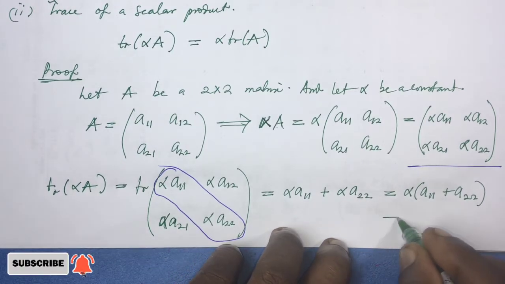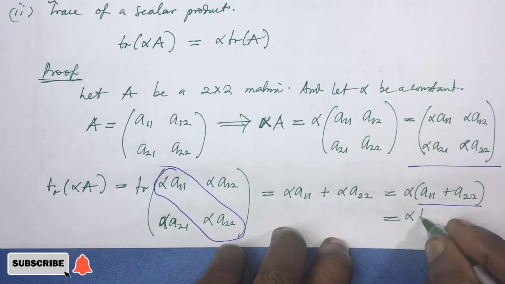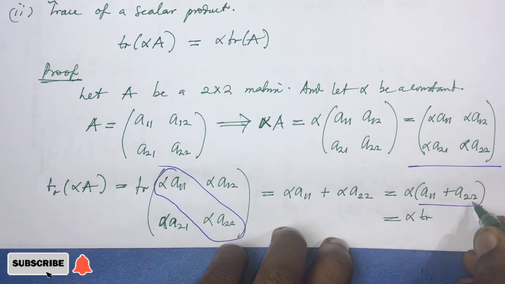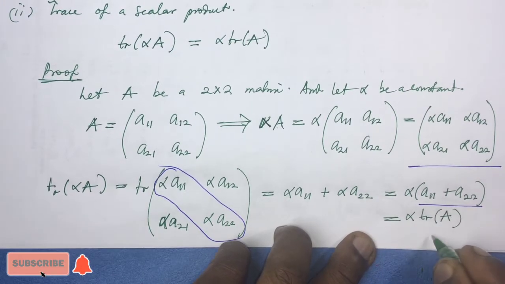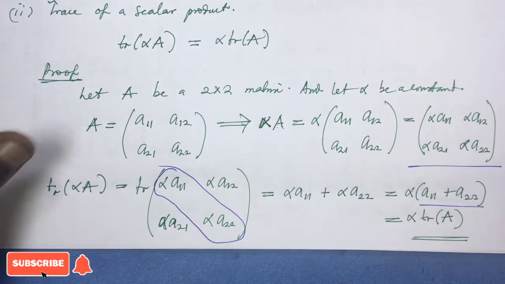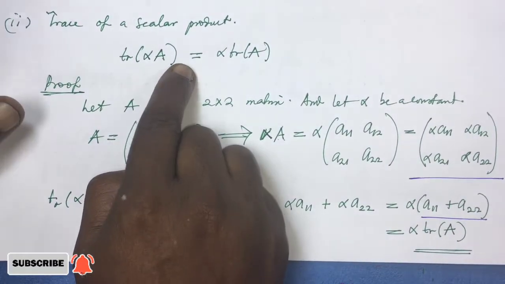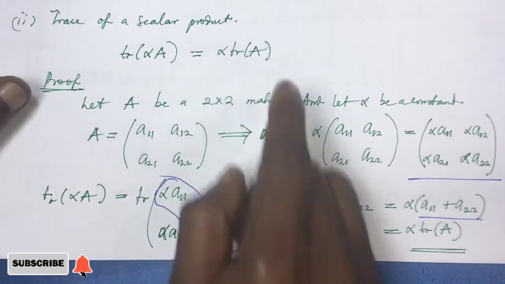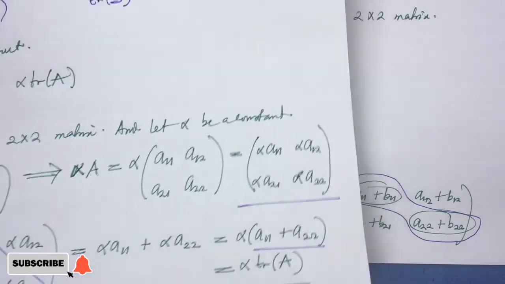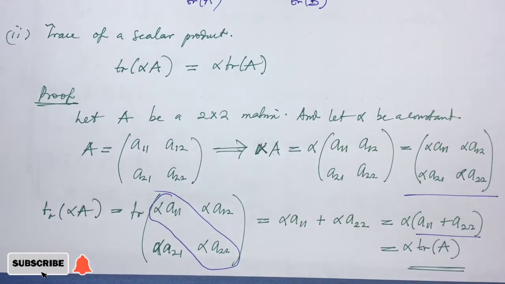Now, what result have we obtained in the bracket here? You would note that this result A11 plus A22 is the trace of A. So this establishes property 2, that the trace of a scalar multiplying a matrix is equal to the scalar multiplying the trace of A. Now that proves property 2. So let us go to the next property, which I'm going to call property 3.